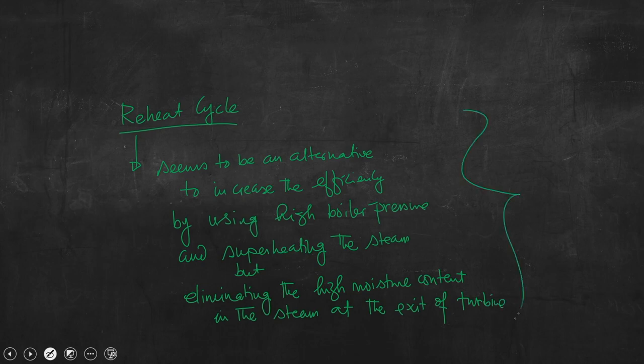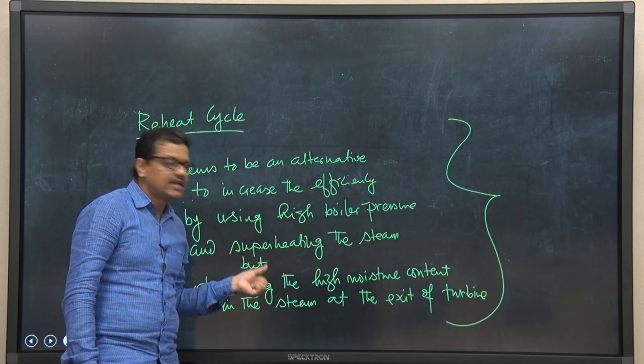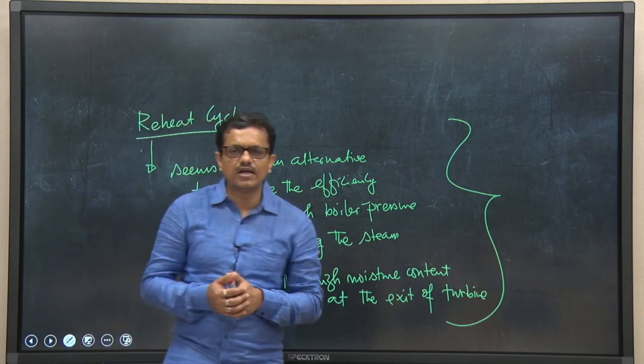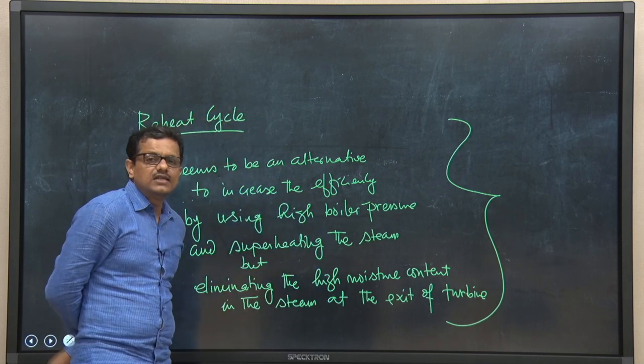So, this is very important, which I have already written. This cycle seems to be an alternative, and we will discuss it. We are claiming that this cycle will offer high thermal efficiency. If we would like to have it, we need high boiler pressure, that means the boiler should be operated at a higher pressure. We also need to go for superheating the steam. If we can have these two, high boiler pressure and a special arrangement to superheat the steam, we can eliminate the probability of having high moisture content in the steam at the turbine exit.